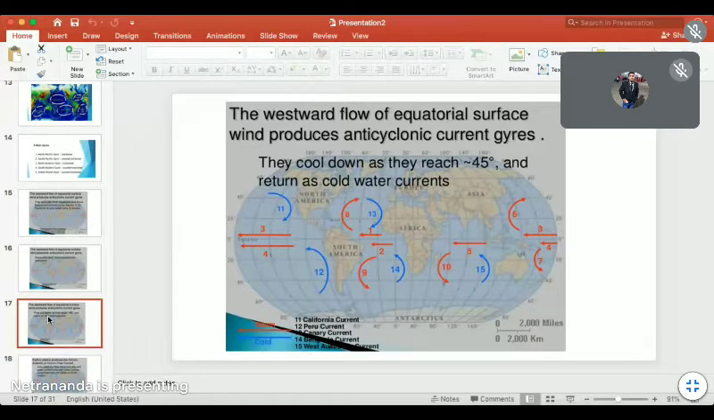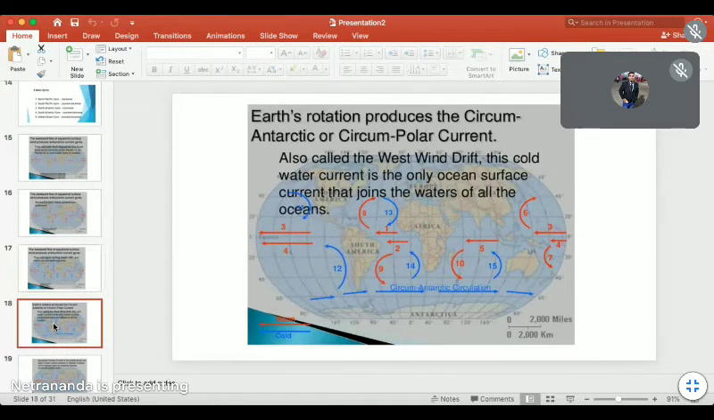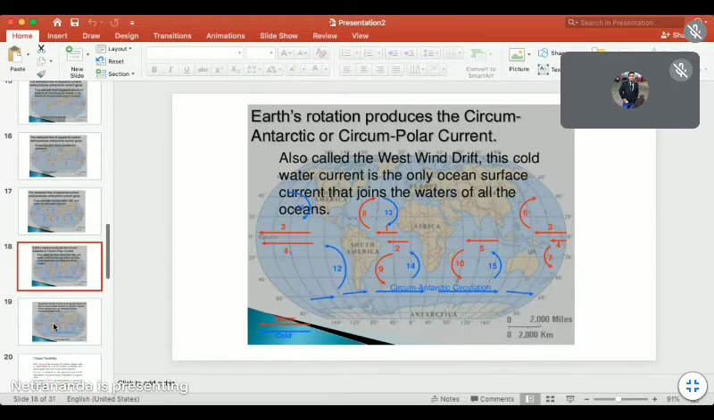Okay, all these currents you can see, and then you see here again, they also call it the west wind drift. This cold water current is the only ocean surface current that joins the waters of all the oceans. These currents are coming, upwelling, and here you see the circum-Atlantic circulations. The cold currents are coming from the polar regions on both sides and also connecting horizontally, entering from the west towards the east direction. So all these currents you can clearly see.